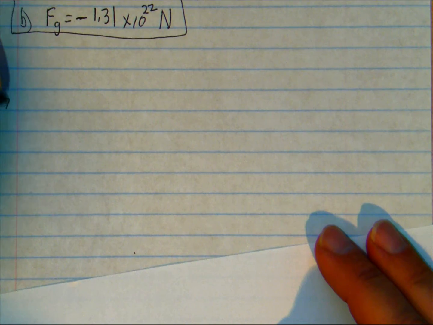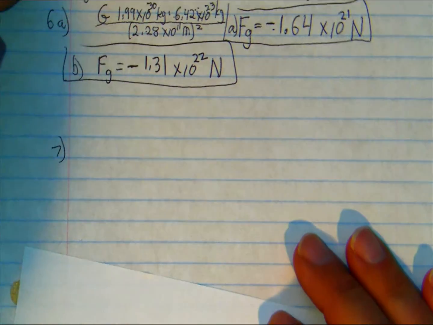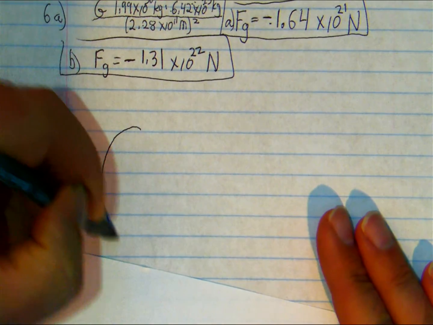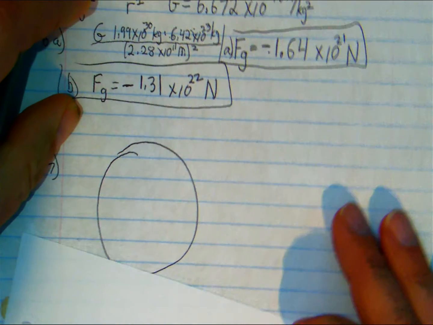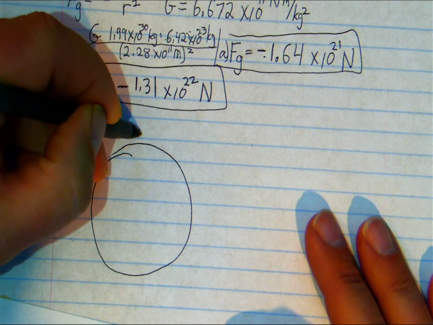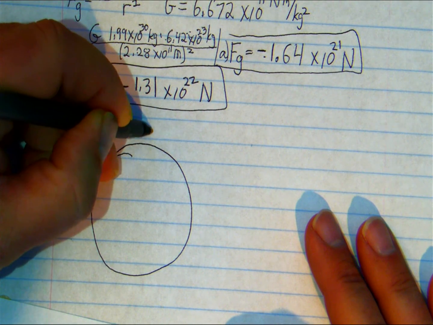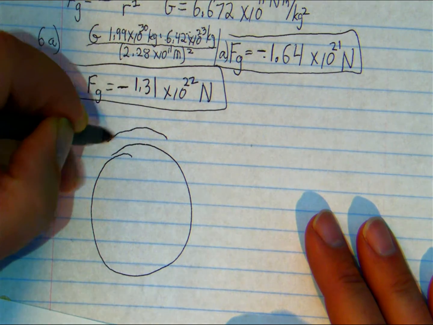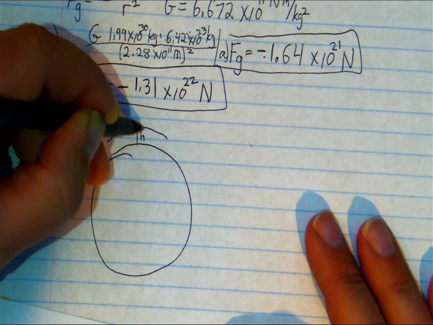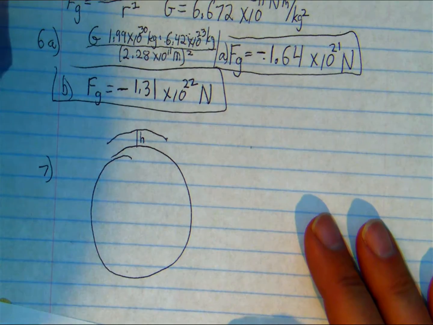For number 7, you have to maybe do a sketch that shows, not to scale, here's the Earth, and then at a distance h above the Earth is where the space shuttle is in orbit.